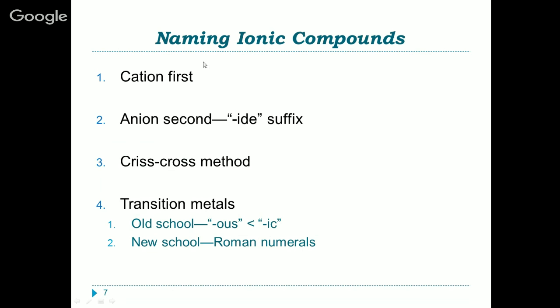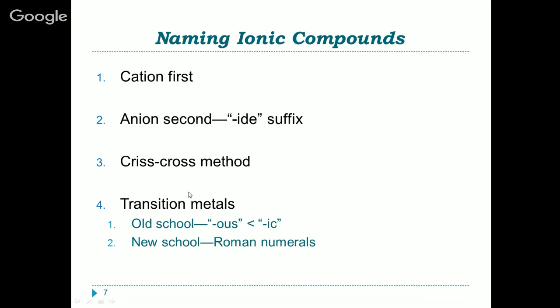So when we are writing out our ionic compounds, we follow what's called the crisscross method, and I'll show you that in the next slide. The crisscross method allows us to figure out how many cations and how many anions we need for this particular compound, because ionic compounds always have to have a charge of 0. The positive charges have to cancel out the negative charges.